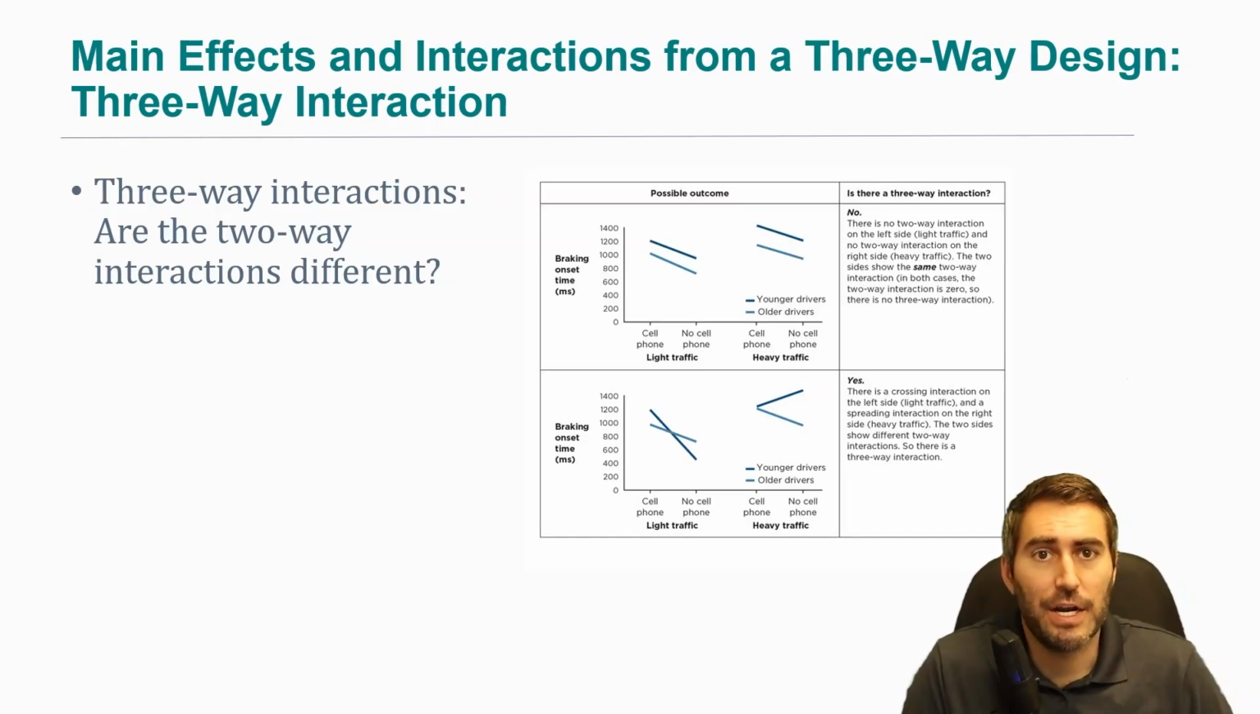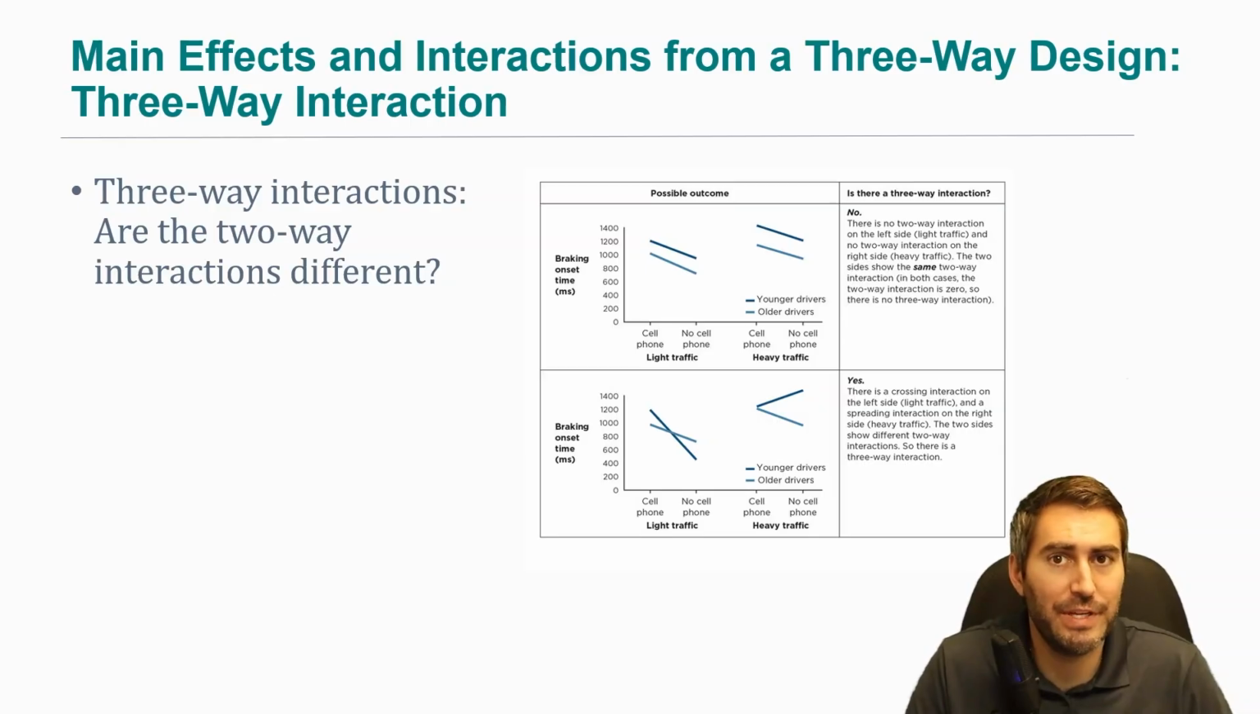In the cell phone study, there is also one 3-way interaction. This 3-way interaction is driver age by cell phone condition by traffic condition. If the 3-way interaction is significant, then it means that the 2-way interaction between 2 of the independent variables depends on the level of the third independent variable.